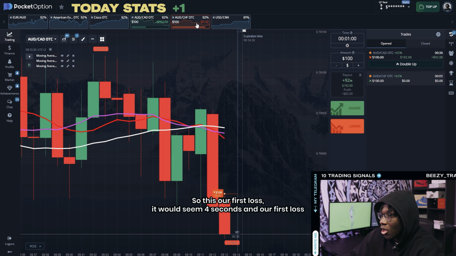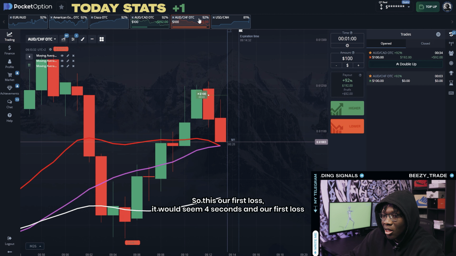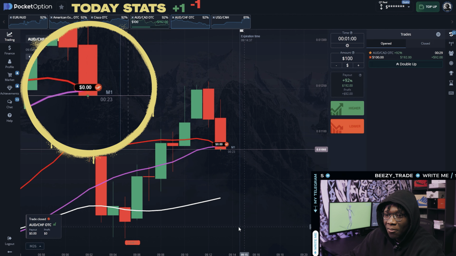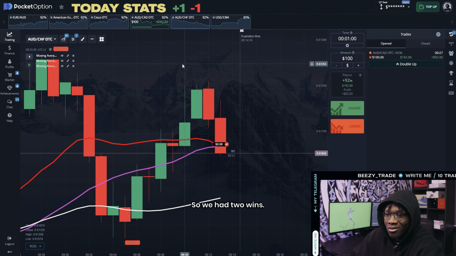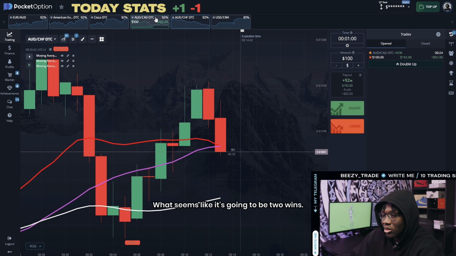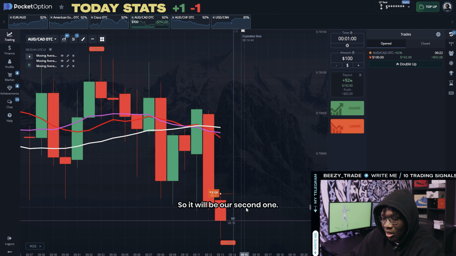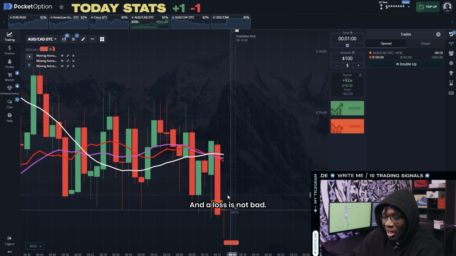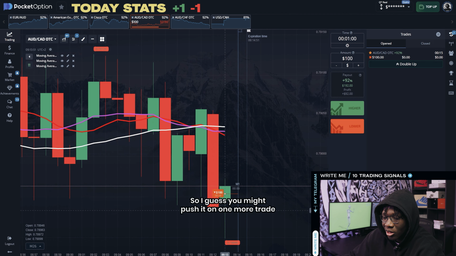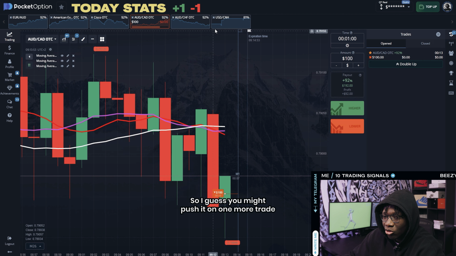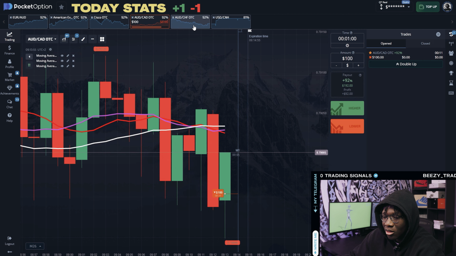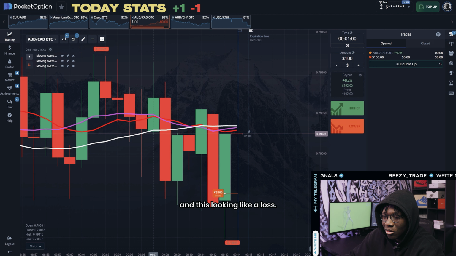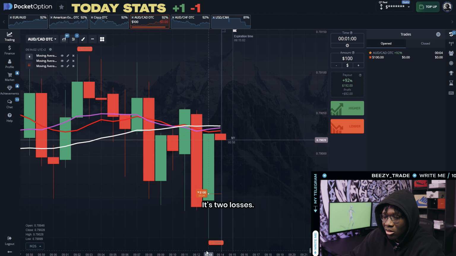So this is our first loss, it would seem, by 4 seconds. Our first loss with this strategy. It doesn't look that bad. So we had 2 wins, what seems like it's going to be 2 wins, so probably it will be our second win, and 1 loss. It's not bad. I'd like to test this a lot more, so I guess we might push it on 1 more trade. And this is looking like a loss. It's 2 losses.